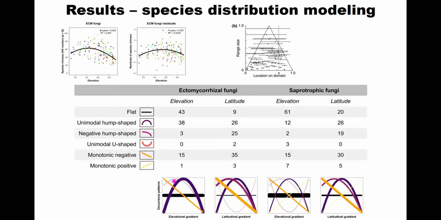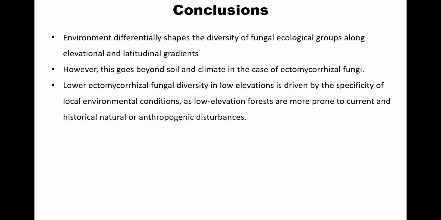We saw that the majority of the species that somehow responded to elevation showed again this mid-domain effect, which is telling us that ectomycorrhizal fungi are showing highest richness in the mid-elevations because the majority of the species find the optimal environmental conditions there. It's not driven by the geometry, but it's driven by the environment, but not by climate or the soil chemistry. These were taken into account. So we had to find some other explanation.